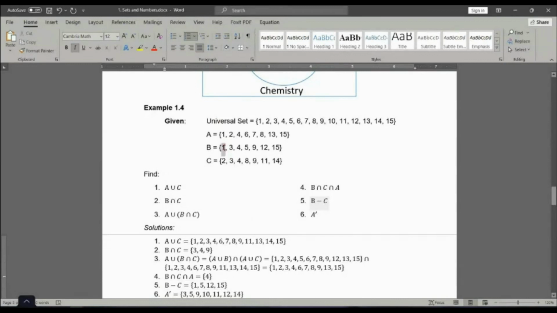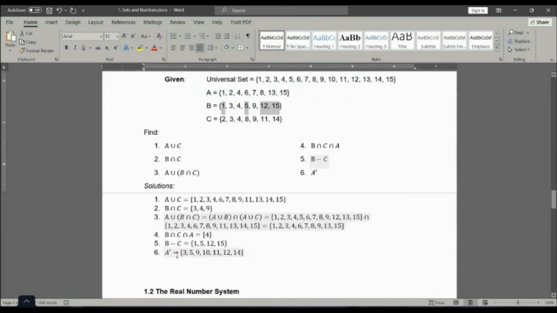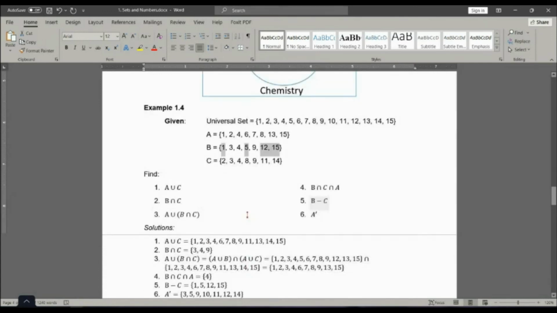Okay, unique elements ni B na wala kay C. So we have here 1, 12, and 15. Kasama si 5. 1, 5, 12, and 15. All the elements of B not in C. Then we have the complement, all the elements not found in A. So andyan si 1, 2, we have 4, we have 6, 7, 8, we have 13, and 15. So, ito yung A kasi natin eh. Ito yung A natin. 1, 2, 4, 6, 7, 8, 13, and 15. So, yung naiwan, we have 3, 5, 9, 10, 11, 12, 14. This is the complement of A.